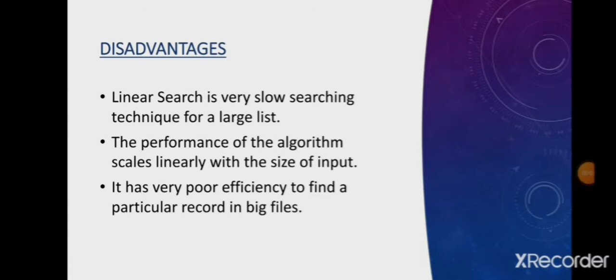Now the disadvantages of linear search. Firstly, linear search is a very slow searching technique for a large list. For example, if I am searching through a database of everyone in Dhaka city to find a particular name, it might be necessary to search through 8 million names before I find the one that I wanted. So it requires lots of time. Then the performance of the algorithm scales linearly with the size of input, and it has very poor efficiency to find a particular record in big files.